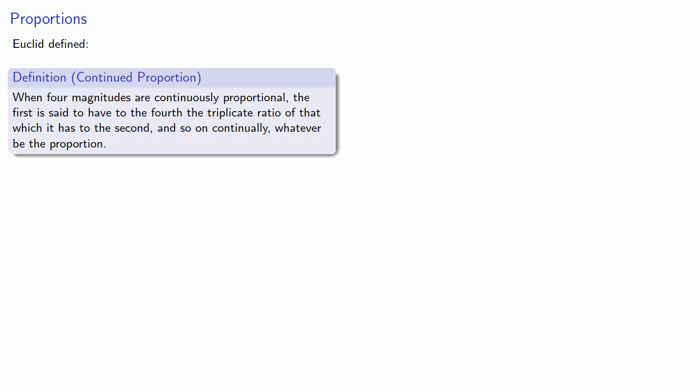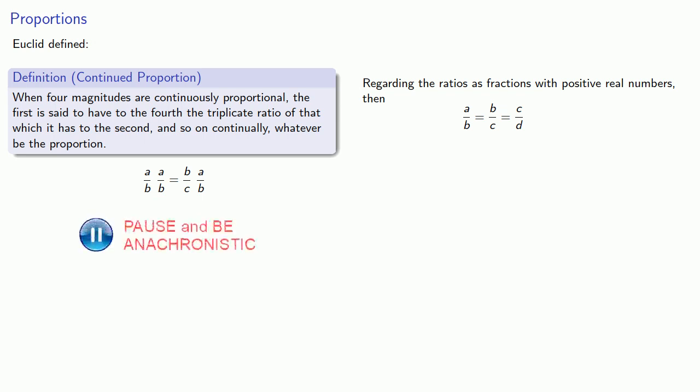Again, let's see what this triplicate ratio is. So I have four magnitudes that are continuously proportional. So again, regarding the ratios as fractions with positive real numbers, we have A is to B as B is to C, and B is to C as C is to D. And again, we'll anachronistically multiply this first ratio by A divided by B. And there's our duplicate ratio.